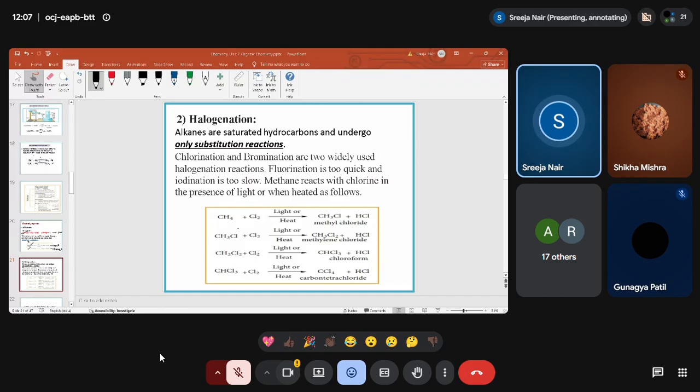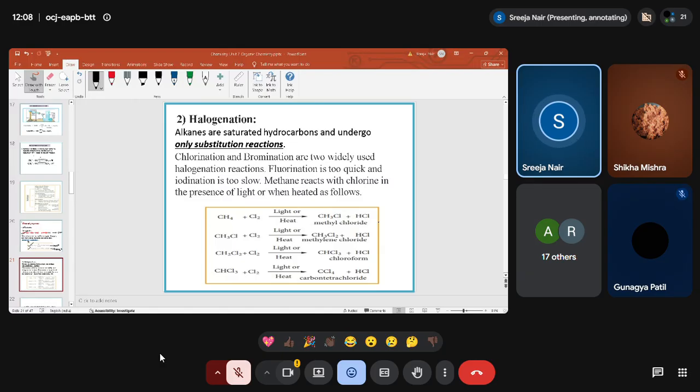When methane reacts with chlorine, it results in the formation of methyl chloride and hydrogen chloride. Again, when this methyl chloride reacts with the next molecule of chlorine, it forms methylene chloride. Now, what is more important? Normally, they ask this question in your paper with the IUPAC name. You have to give the IUPAC name.